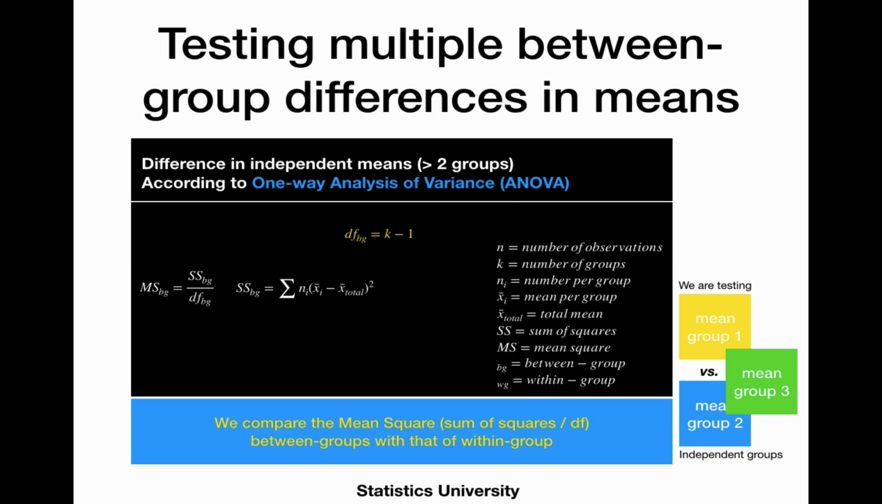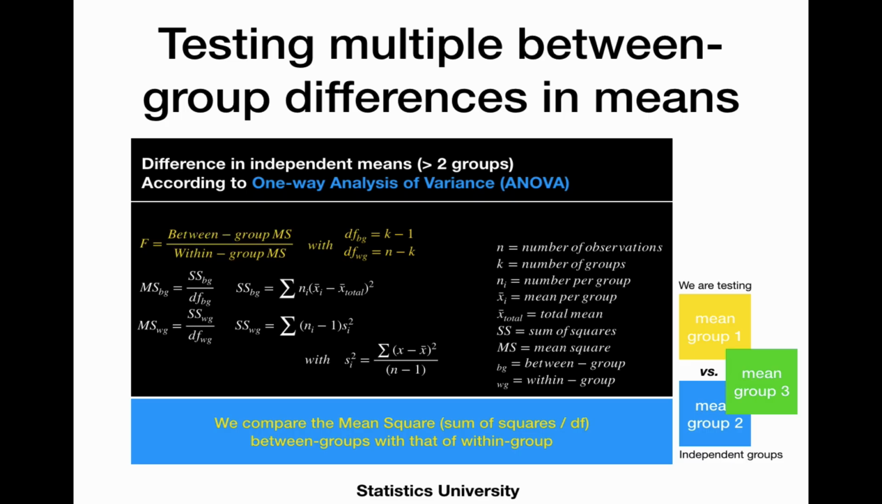And then we calculate the mean square between groups by dividing the sum of squares through its degrees of freedom. And then we calculate the sum of squares within groups with its associated degrees of freedom. And next we calculate the mean squares for the within group component. And finally, we divide the between group mean square by the within group mean square. And that gives us an F value, and that's the test statistic value for the ANOVA.